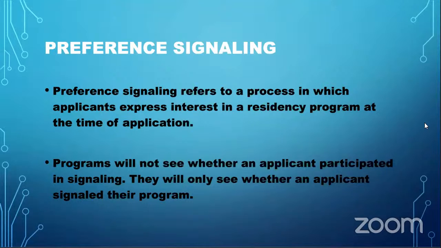So then preference signaling. Preference signaling refers to a process in which applicants express interest in a residency program at the time of application. Programs will not see whether an applicant participated in signaling. They will only see whether an applicant signaled their program. So if you choose one program, that program is the only one who can see that you signaled it. Other programs will not know which program you signaled.